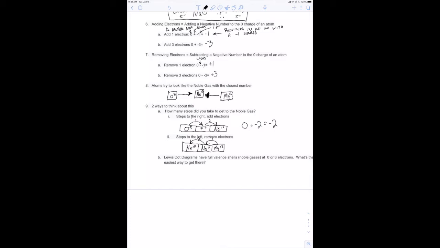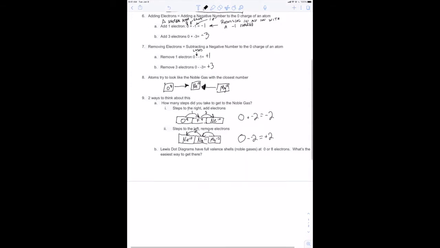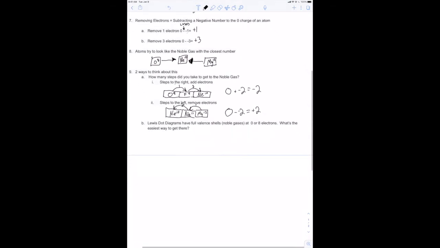And so in this case, what we're saying is that a neutral atom loses 2 electrons and has a charge of +2. So magnesium takes 2 steps to the left, and that means you're removing 2 electrons. So if you want to look at the periodic table and figure out how many electrons an atom gains or loses when it takes on a noble gas configuration, that's one way to do it.